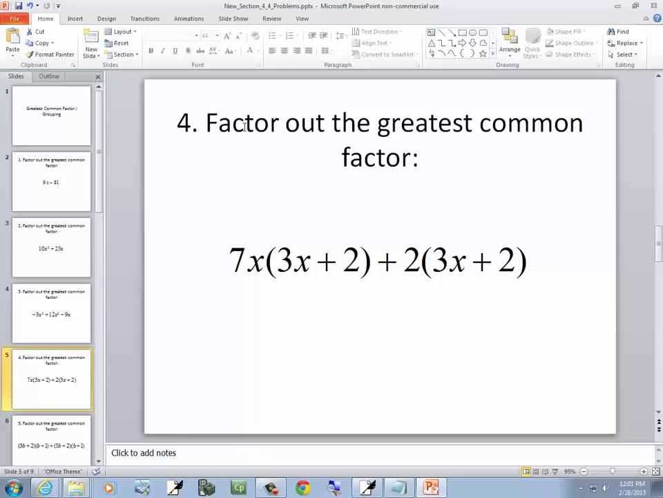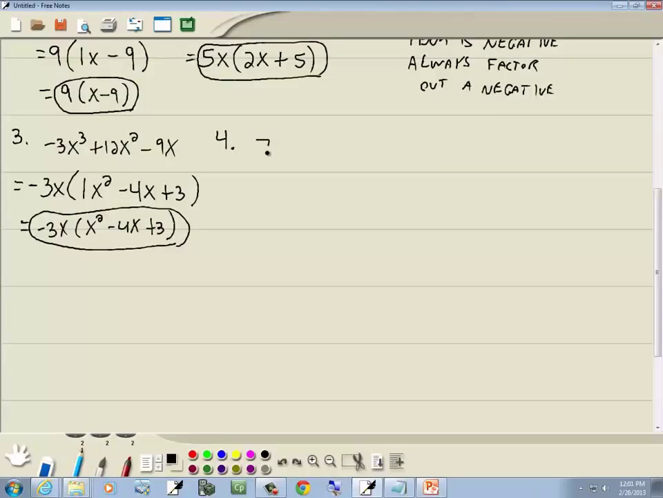Let's take a look at another GCF. 7x times 3x plus 2 plus 2 times 3x plus 2. Now these are considered together, and these are considered together. The reason why is because this is 7 times x times 3x plus 2, and this is 2 times 3x plus 2. So they're separated by plus here. So everything's multiplication in there.